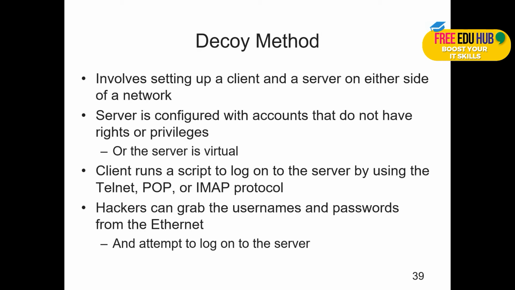Now, the decoy method involves setting up a client and a server on either side of the network. The server is configured with accounts that do not have rights and privileges, or the server is virtual. The client uses a script to log on to the servers using the Telnet, POP, or IMAP protocol. Telnet, we know, is used in order to communicate with other devices. Now, POP and IMAP are Microsoft Exchange protocols for mail delivery. Hackers can grab the username and password from the Ethernet and can prompt the login into the server. Now, in order to do that, we configure the mail servers, which is the Exchange server, on the network on secure protocols or different ports which are secure as compared to the default ones.